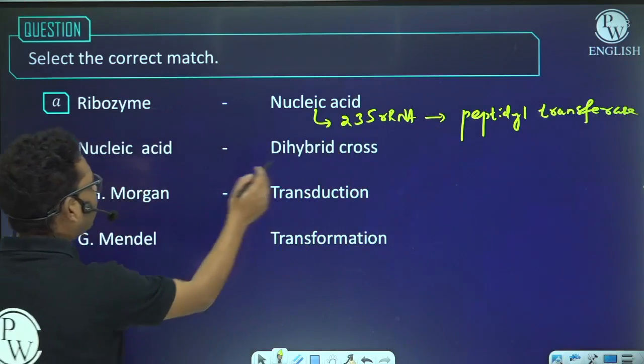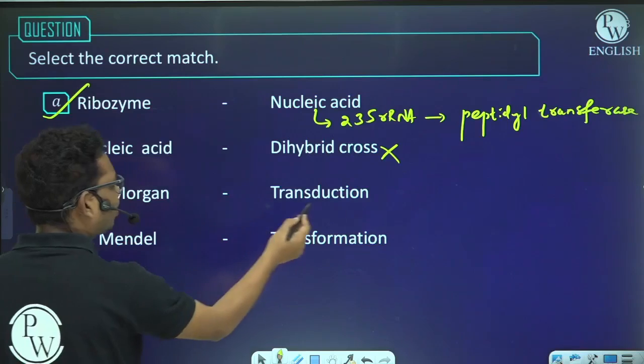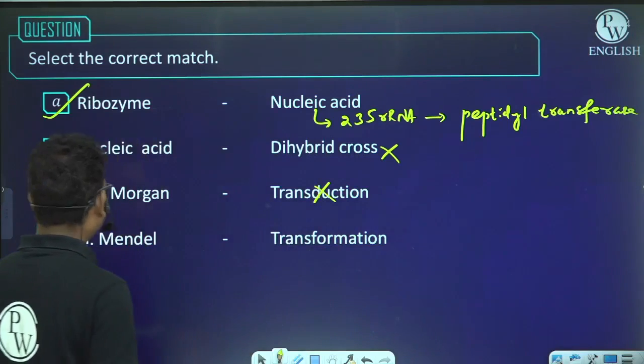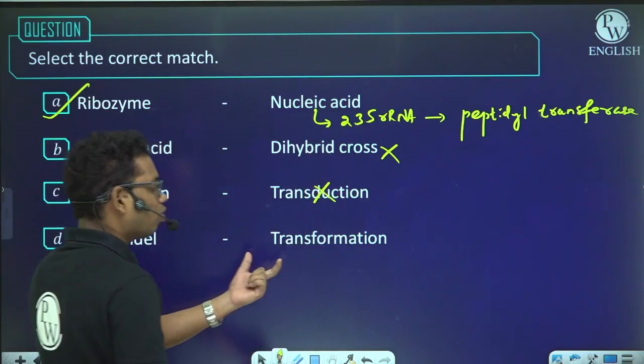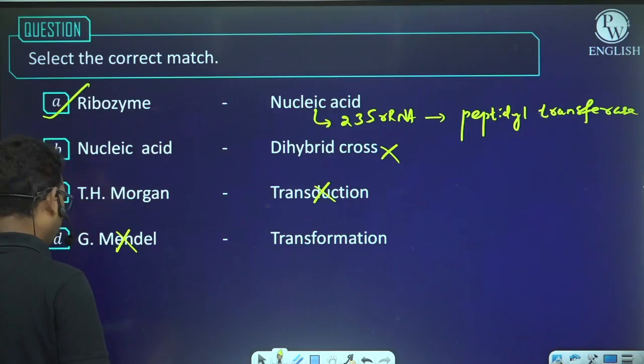Okay, nucleic acid dihybrid cross, this is incorrect. Okay, so the answer we have already got. T.H. Morgan did not give the translation. T.H. Morgan gave what? Linkage concept. Okay, Mendel, he did not perform transformation. It was Griffith who performed transformation.